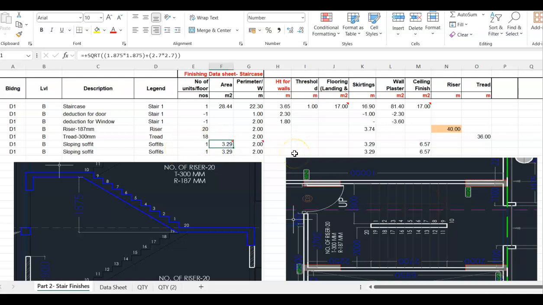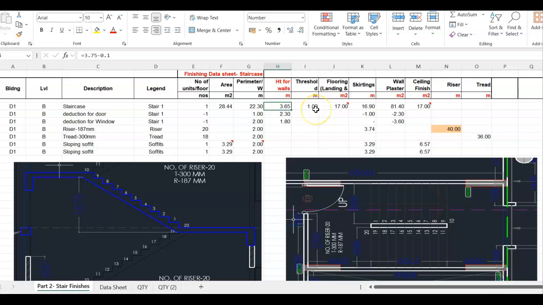Here we work out the sloping soffit length. How to work it out? Use the square root formula. This height from the mid landing to the bottom of slab is 1.875, into 1.875, plus this width, the flight, is 2.7 meter. We get here the sloping soffit length, and the width is 2 meter.